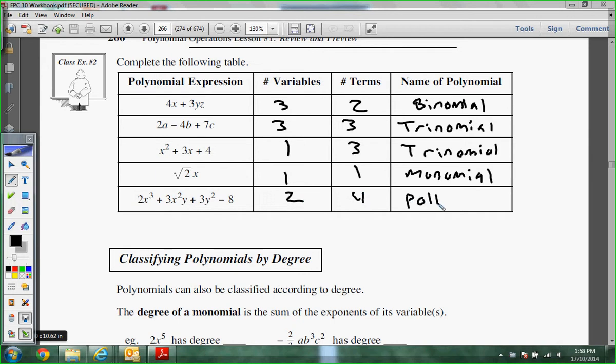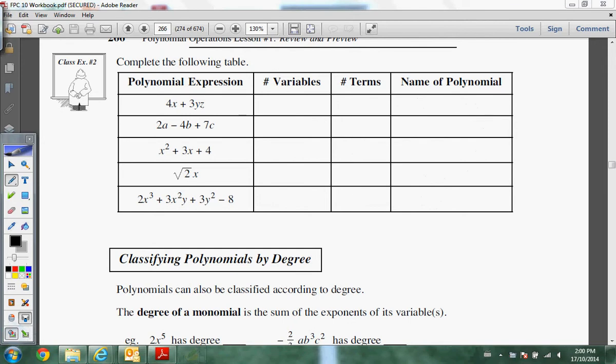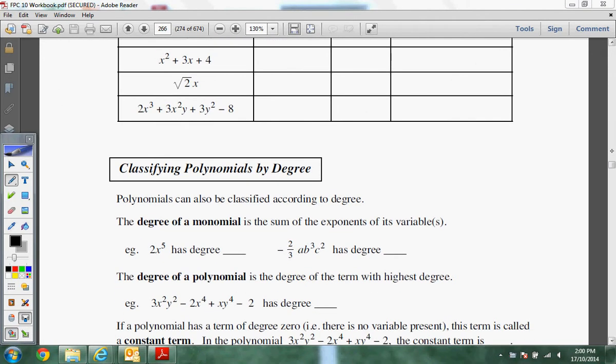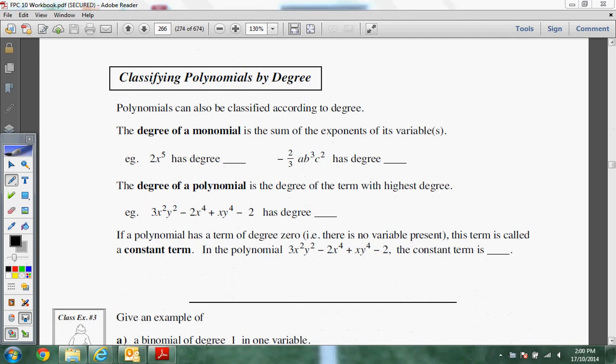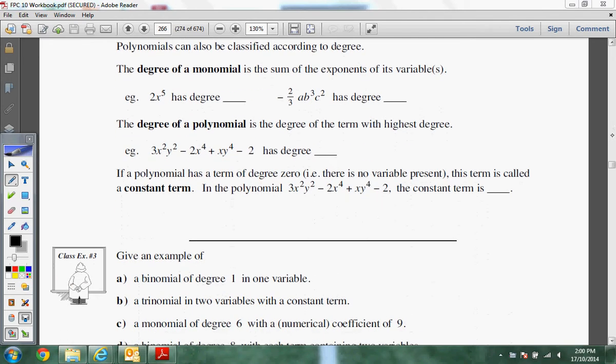4 and up, we call this a polynomial. Good. Very good. Perfect. See, I didn't mess you guys up that bad. All right. Okay. So classifying polynomials by degree. What does degree stand for? Exponent. Good. Okay. Polynomials can also be classified according to degree.